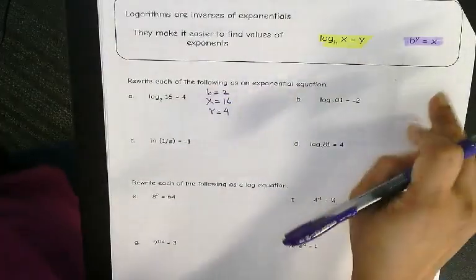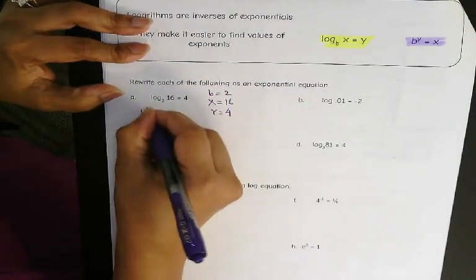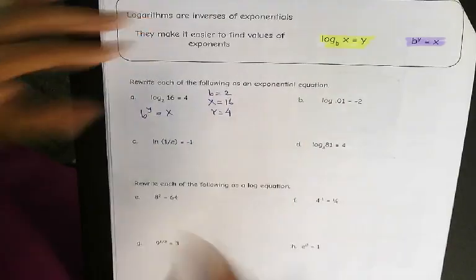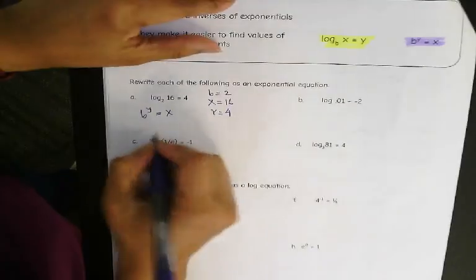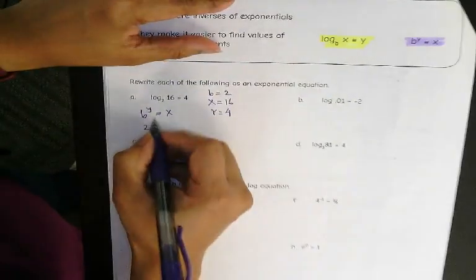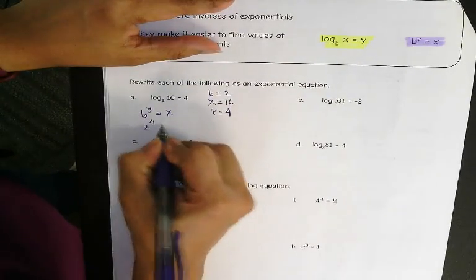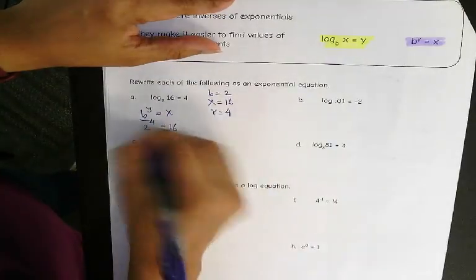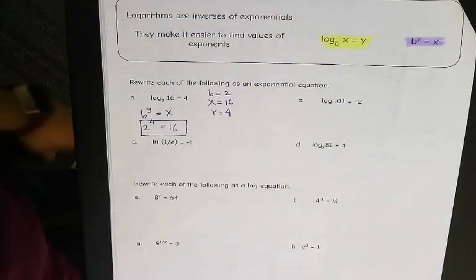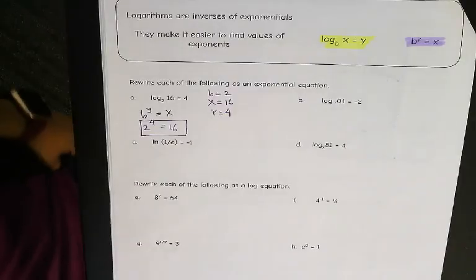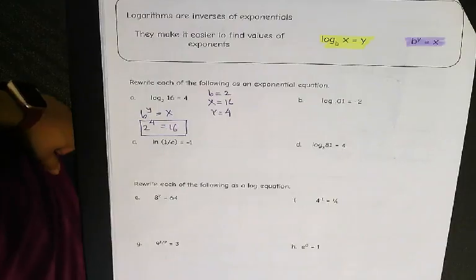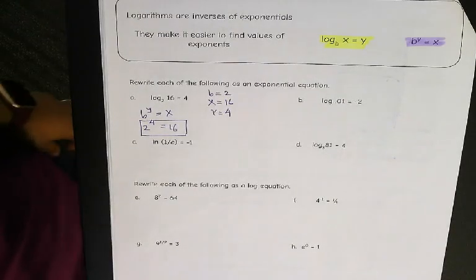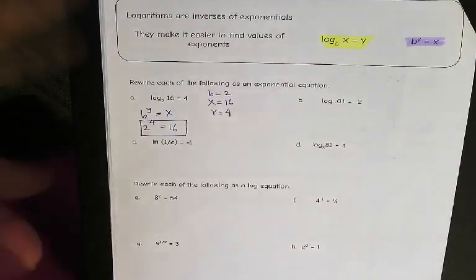Now the formula is given. B to the power y is going to be equal to x. I just need to plug in the values. That's it. I'm done. So it's going to be 2 to the power 4 is going to be equal to 16. We good? Great. Any question? This is pretty straightforward. There is nothing complicated over here.